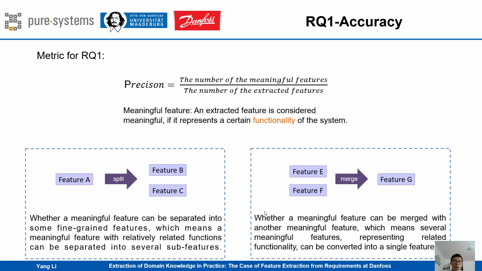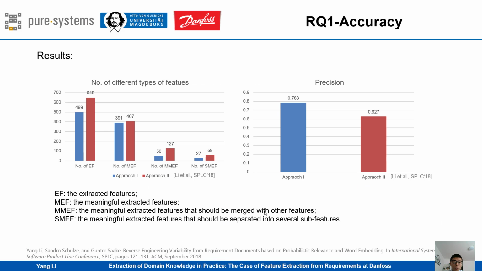We also consider whether an extracted feature should be split into 2 features or 2 features should be merged with each other. We also make a comparison with our previous research, and we can see there are fewer meaningful features from our current approach 1 than the ones from approach 2 that should be further processed. Well, a precision of 78% for the extracted features is not very high, but we consider this as a reliable basis for engineers to further refine the true features.